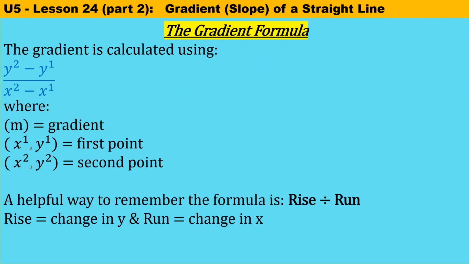The gradient formula. The gradient is calculated using y2 minus y1 over x2 minus x1, where m means gradient. So this should be m equals y2 minus y1 over x2 minus x1, where m means gradient, that's the rise and fall in the graph.